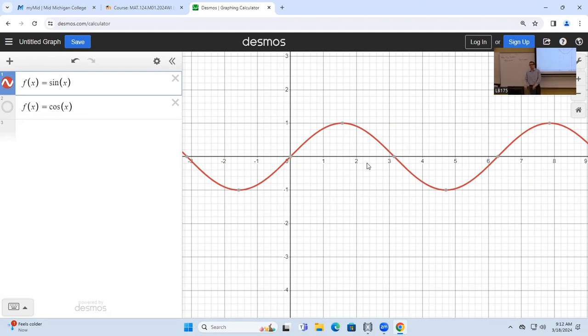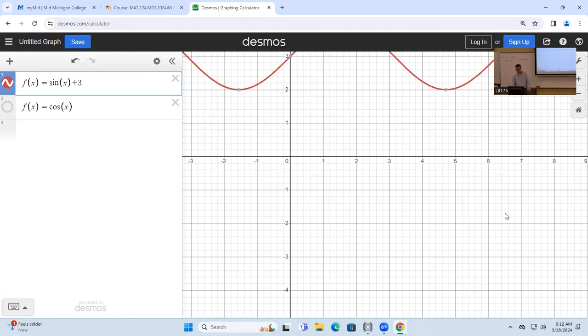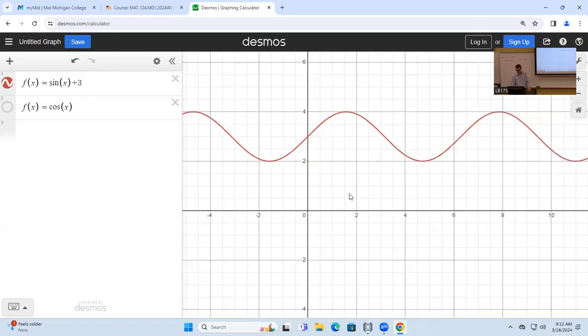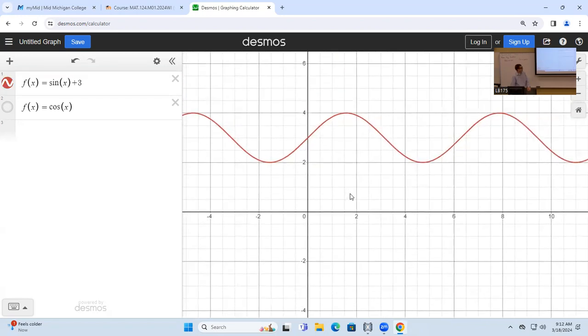So we can stretch it horizontally, we can stretch it vertically. We can move it left and right. If we ever wanted to move it up and down, as usual, we just add a number on the end. So add 3, add whatever.